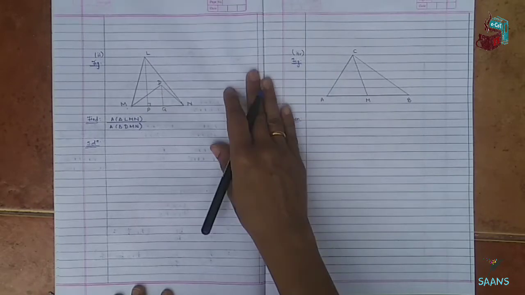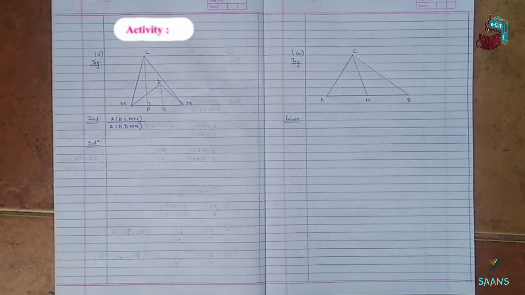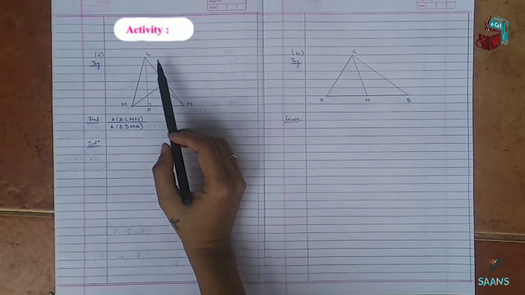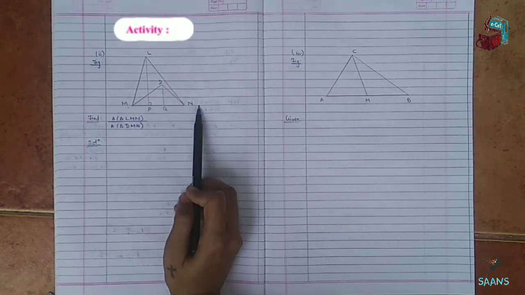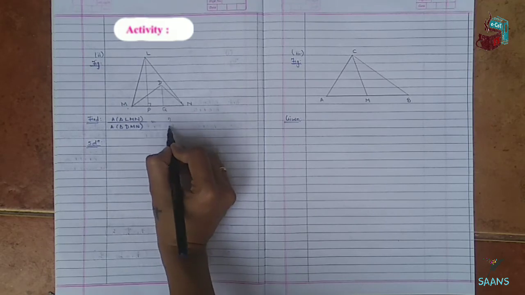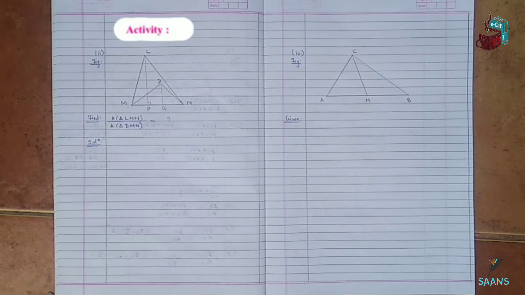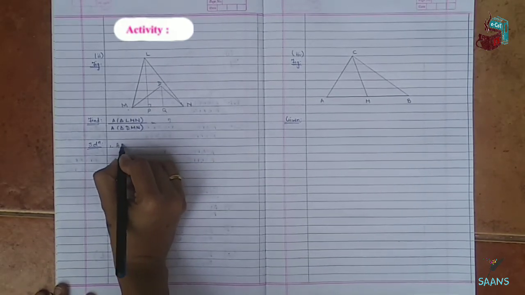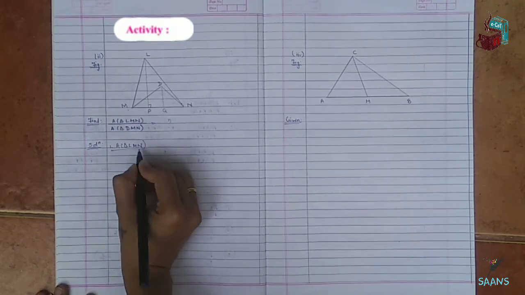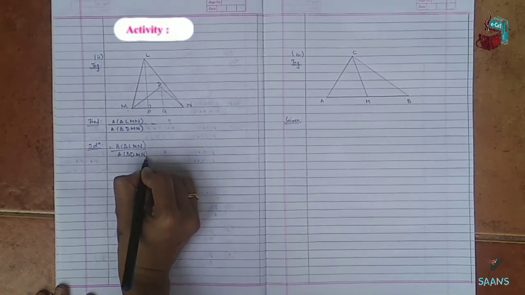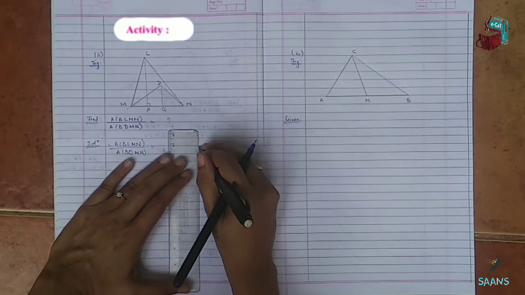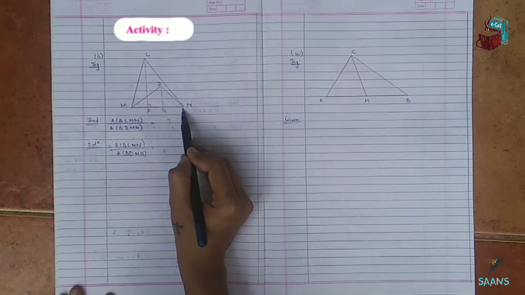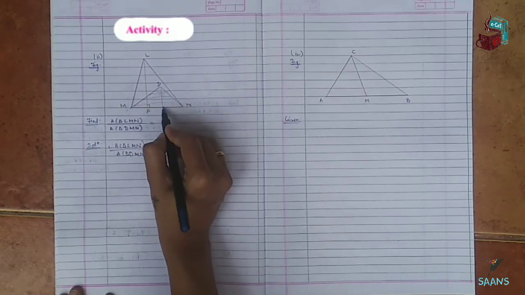Now, let's try the second and the third example of the activity. Okay, let's see. In this figure, you can see the triangle LMN and DMN. So, we have to find area of triangle LMN upon area of triangle DMN. Solution. First, let's write it down. Area of triangle LMN upon area of triangle DMN. Be ready for the reasons. This triangle DMN, I'll darken it for you. You can see over here.